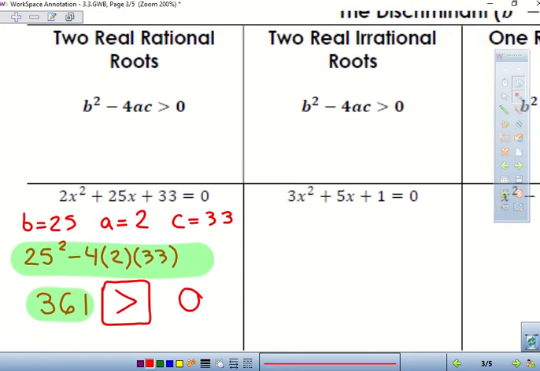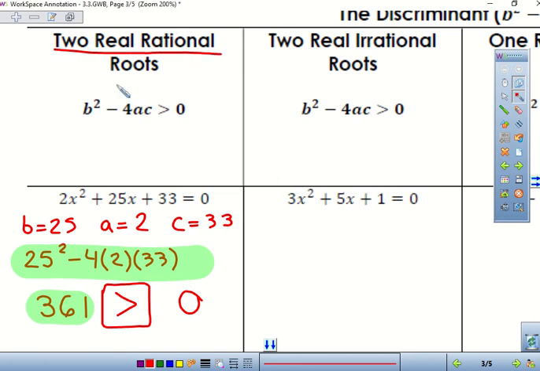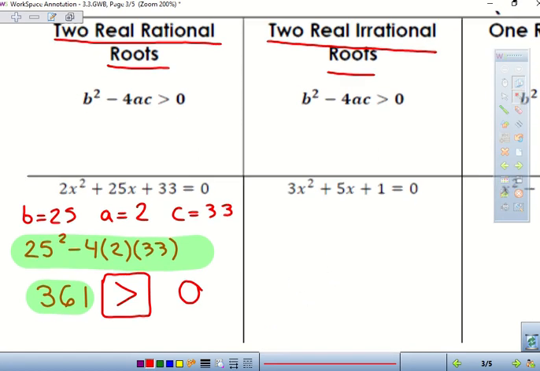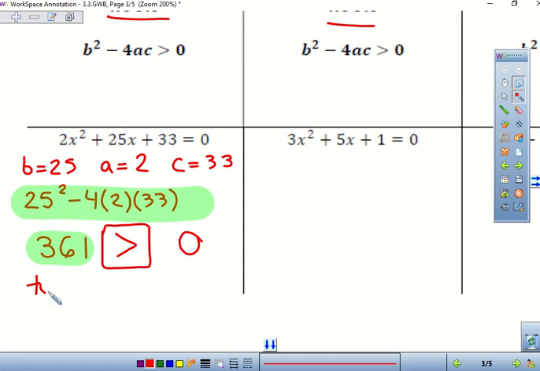That means we have two possibilities here. We either have two real rational roots or two real irrational roots. So two things are true right now. We can say that we at least know we have two real roots, right? We don't know if they're rational or irrational. So we would say we have two real roots.